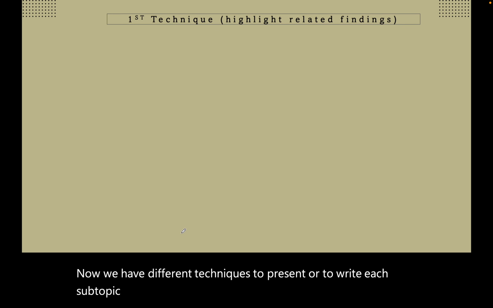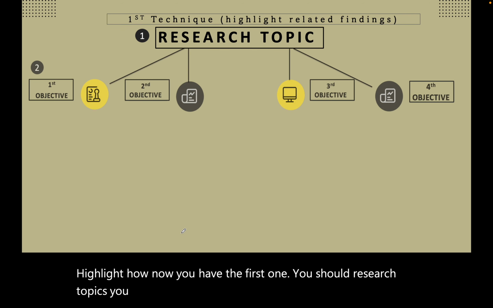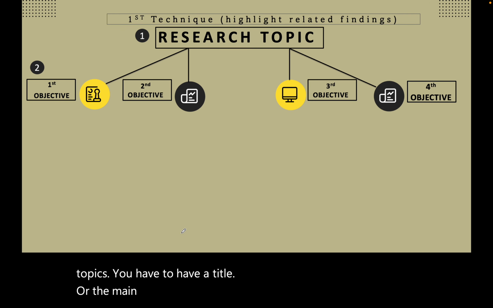The first technique tells you to highlight related findings. Highlight how? Now, first, you should have a research topic, a title or main goal. Then the second one, subdivide it into several objectives or several subtopics.